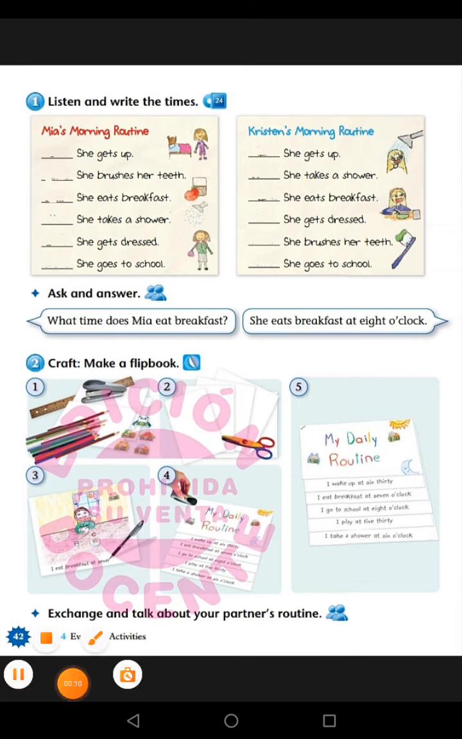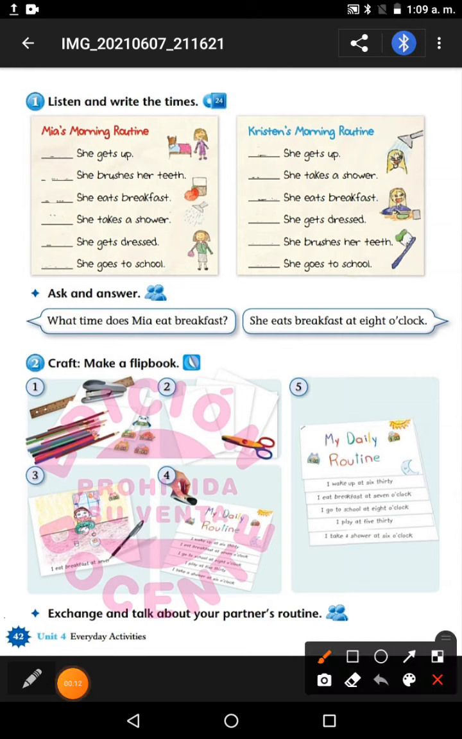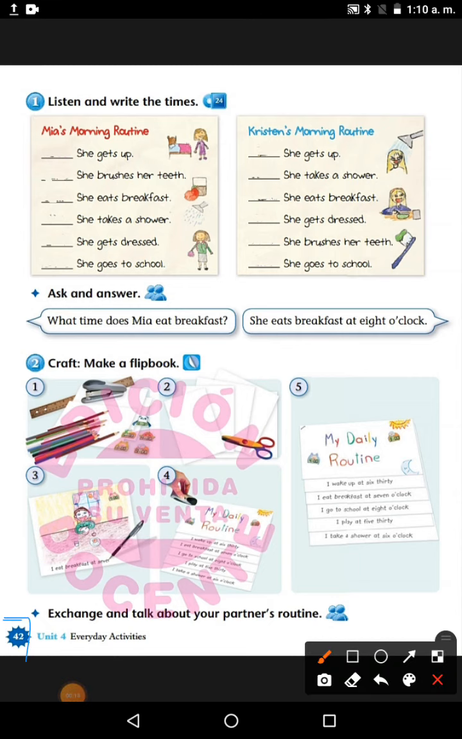We are going to start with page number 42 of your student's book. We are in unit number 4, Everyday Activities. In the first activity of this page, you are going to listen and write the times. Here, I'm going to play an audio track.